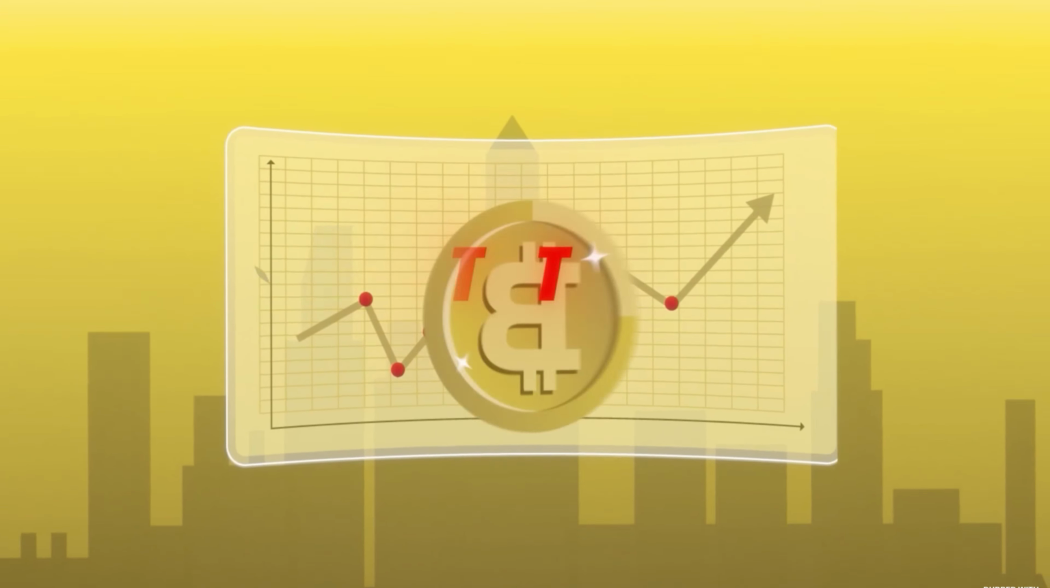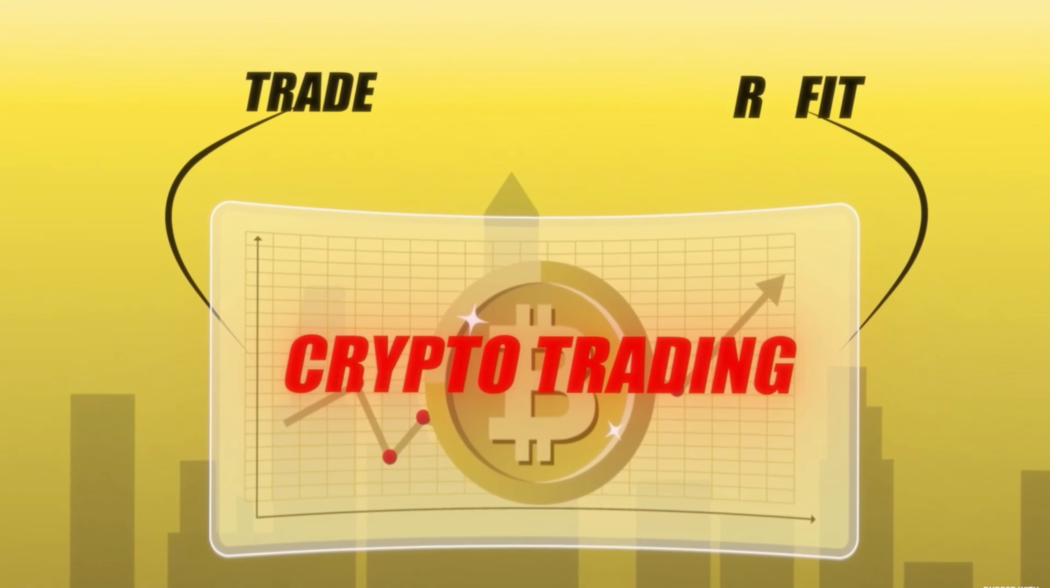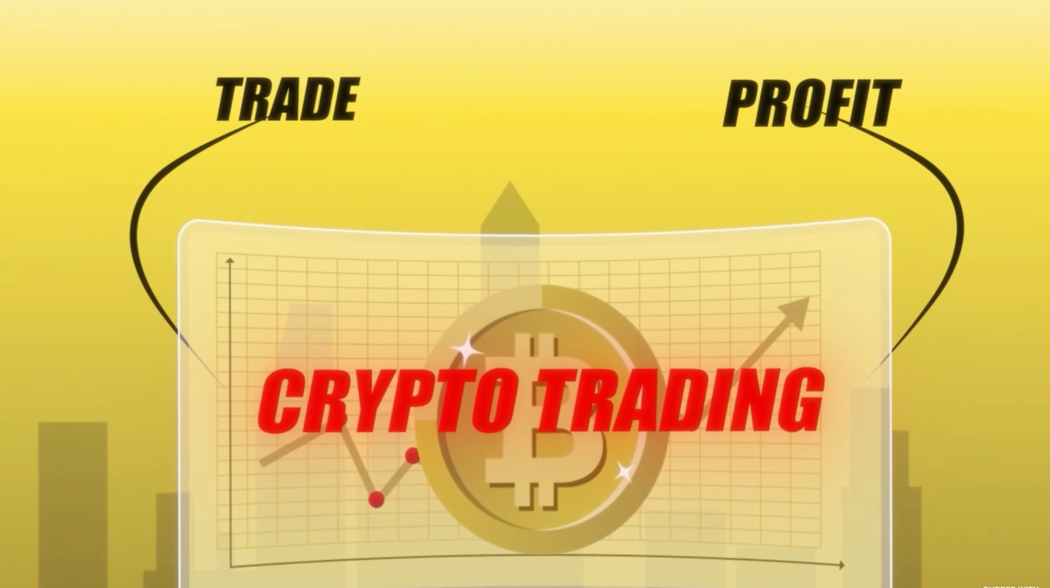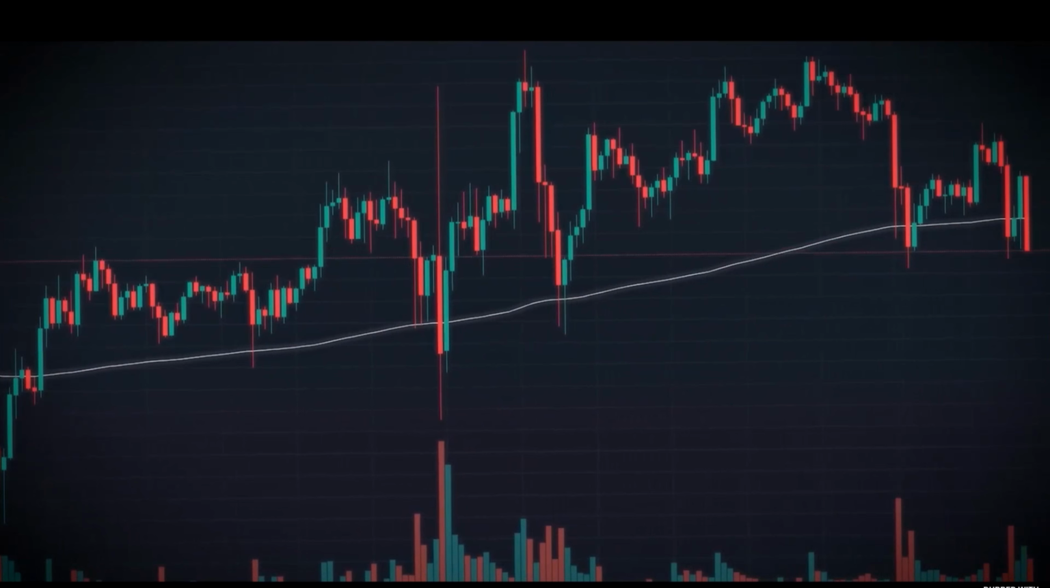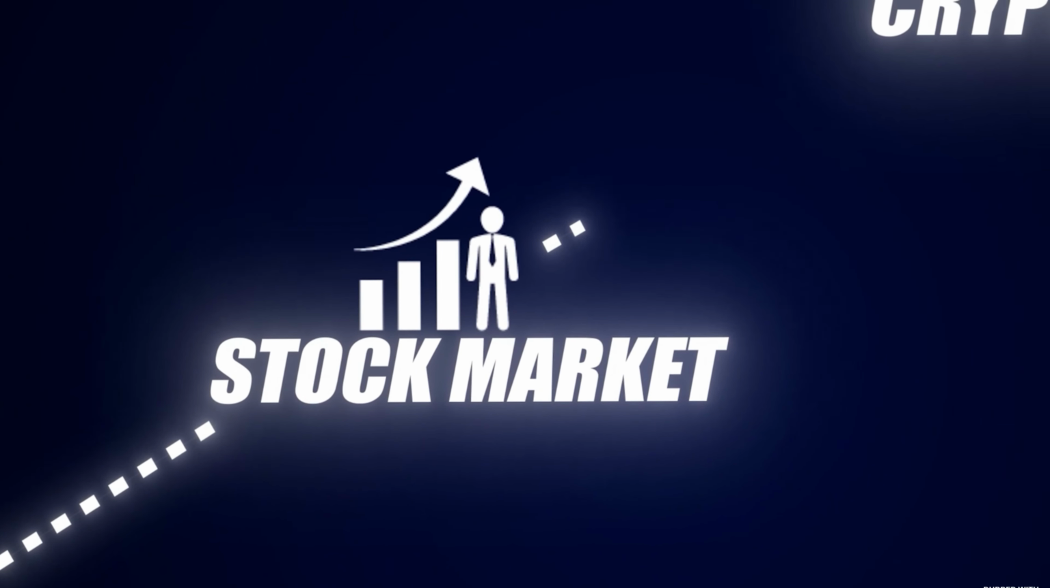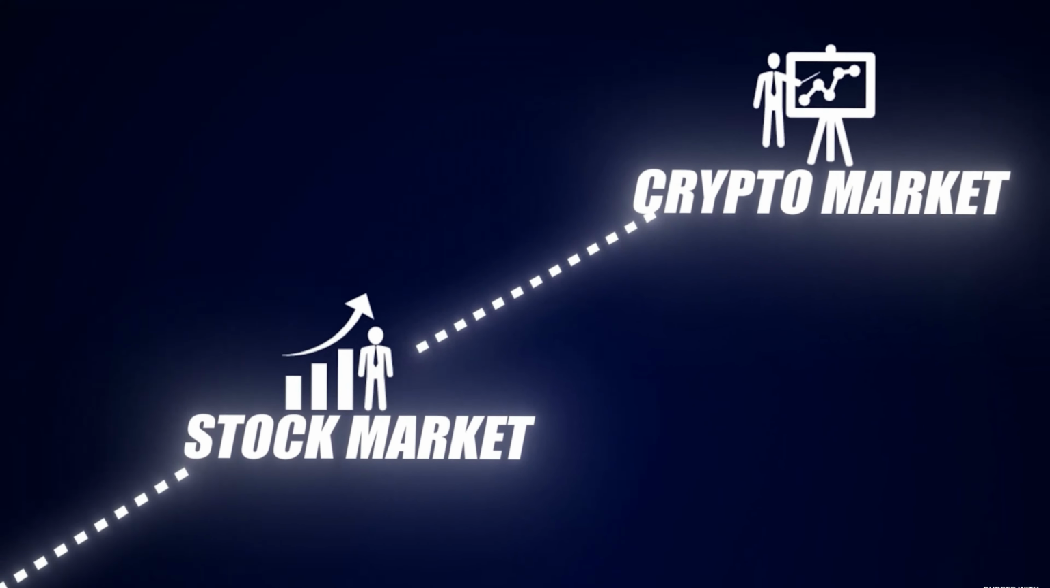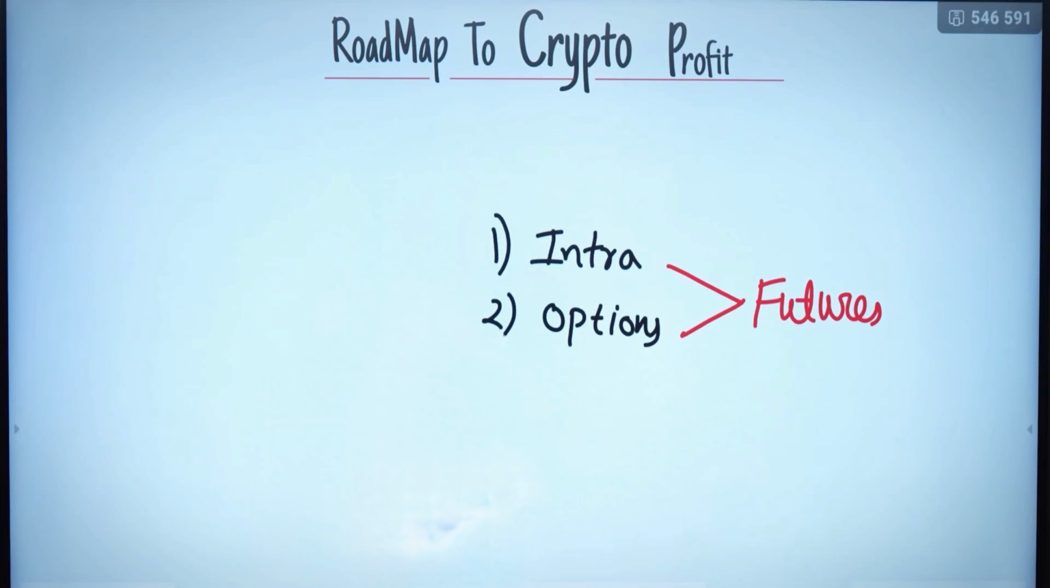But see, there is a big difference between doing crypto trading, taking trades, and making a profit from it. Because it is possible that earlier you were trading in the stock market, and from there you came to the crypto market, or you came directly to the crypto market. There are some things you may not know that are causing repeated losses. Let me tell you, if we talk about the crypto market, trading there is easier than in the stock market.